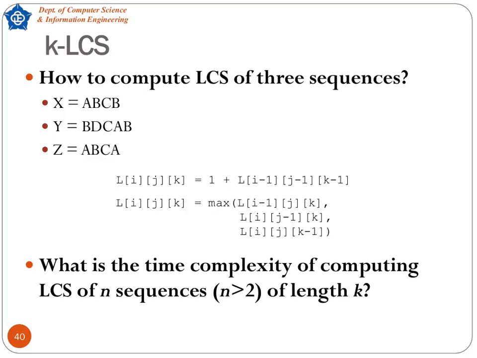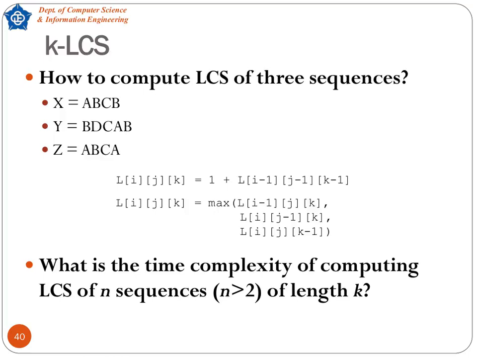across 3 strings. Suppose our sequences are x equals ABCB, y equals BDCAB, and z equals ABCA. We build a three-dimensional table L where each index tracks our position in one string. Whenever x[i], y[j], and z[k] all match, L[i][j][k] equals 1 plus L[i-1][j-1][k-1], extending our subsequence by that common character.